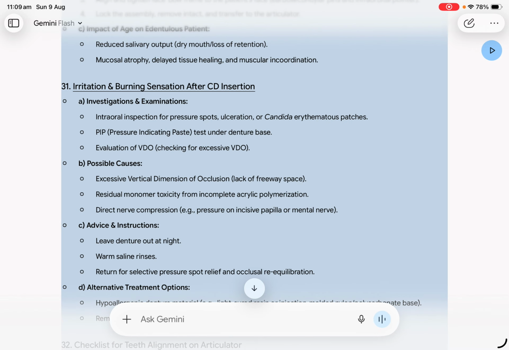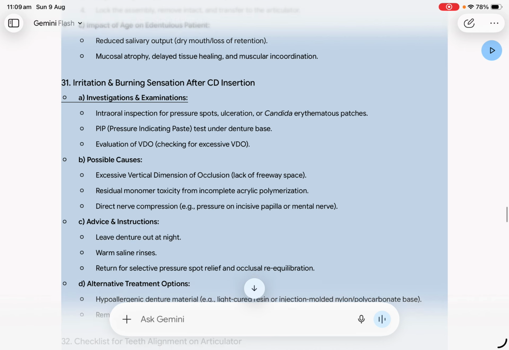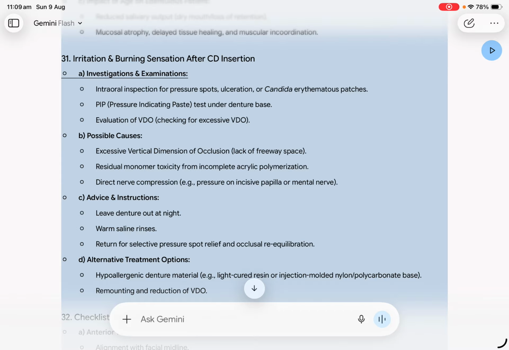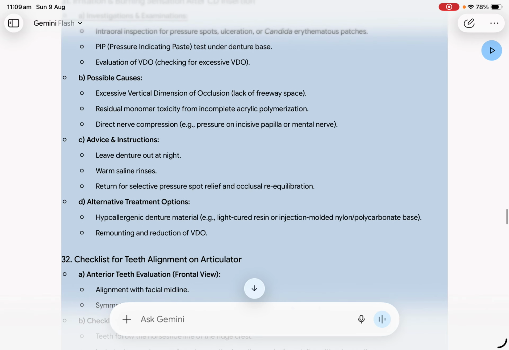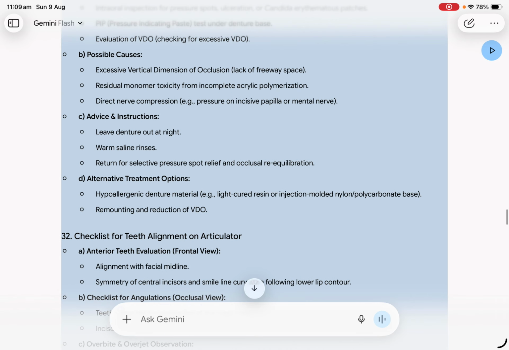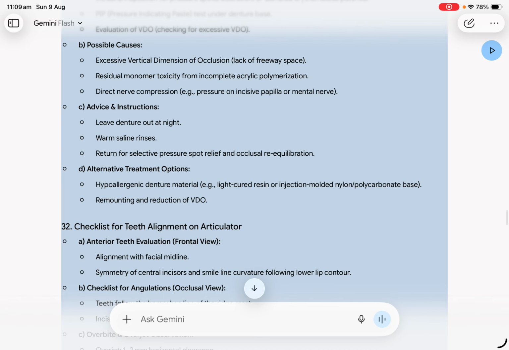31. Irritation and burning sensation after CD insertion. Investigations and examinations: intraoral inspection for pressure spots, ulceration, Candida, or erythematous patches. PIP, pressure indicating paste, test under the denture base. Evaluation of VDO, checking for excessive VDO. B. Possible causes: excessive vertical dimension of occlusion, lack of freeway space, residual monomer toxicity from incomplete acrylic polymerization, and direct nerve compression, for example, pressure on the incisive papilla or mental nerve.